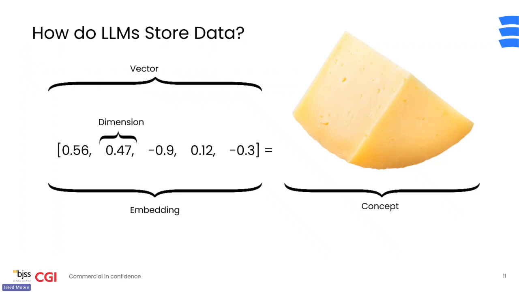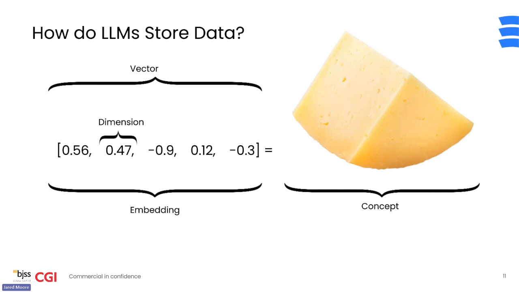And everything in the same position will represent the same thing, which I'll show you a bit later on. Each single number is a dimension. So we've got 5 dimensions in this embedding, so 5 different aspects of this thing. And in this case, this string of numbers is representing the concept of cheese.